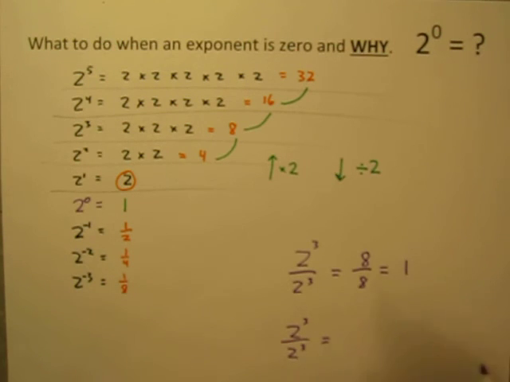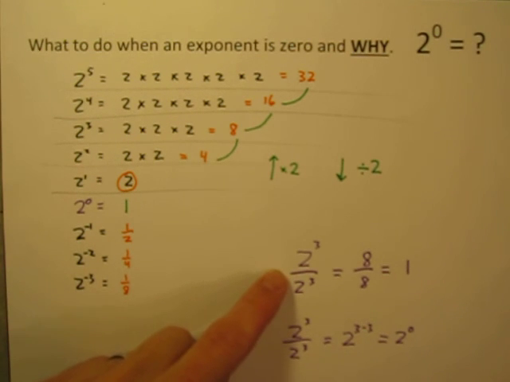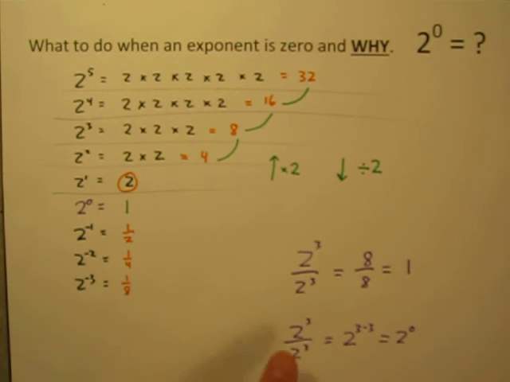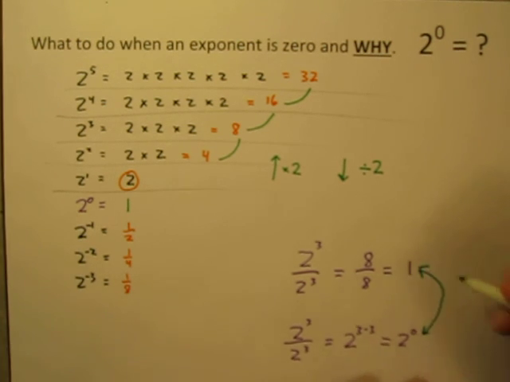Let's look at it again. Same problem, 2 to the 3rd divided by 2 to the 3rd. This time, let's use the quotient rule, which you may know. The quotient rule says when we're dividing numbers with exponents, if the bases are the same, we can subtract the exponents. So this problem becomes 2 to the 3rd power minus another 3. 2 to the 3 minus 3 power, which is 2 to the 0 power. So this same problem, 2 to the 3rd divided by 2 to the 3rd, is 1, and it results in the answer of 2 to the 0 power, which means these two answers must be the same. 2 to the 0 power must be 1. So there's another explanation. I hope that makes sense.